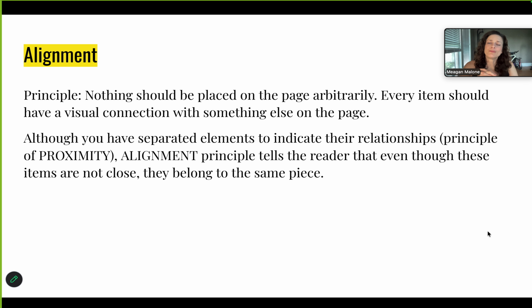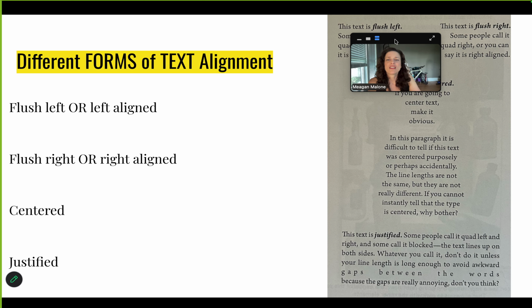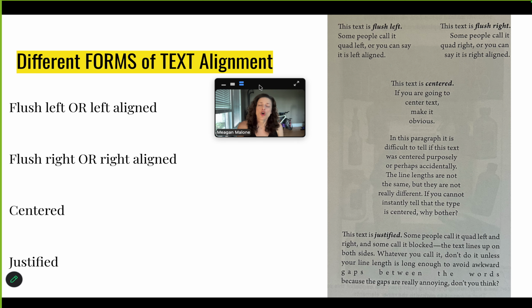So although you have separated elements to indicate their relationship, and that's the principle of proximity, which we have not talked about, I'm not going to focus too much on that. Alignment tells the reader that even if items are not close, so you can put things close together to suggest a relationship, but even if things are far away from one another in one piece of visual design, there needs to be some kind of relationship that you create between them, and that is done through the way you align them on the page. So let's talk about, and this is one of your objectives, what's the language for alignment that we're going to use?